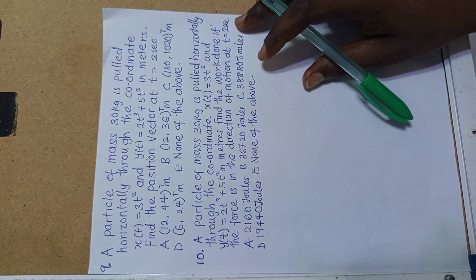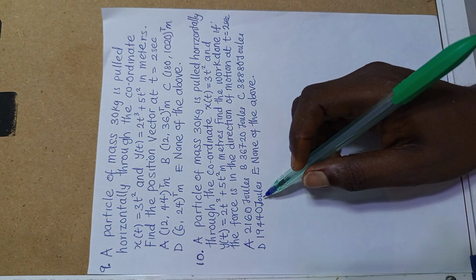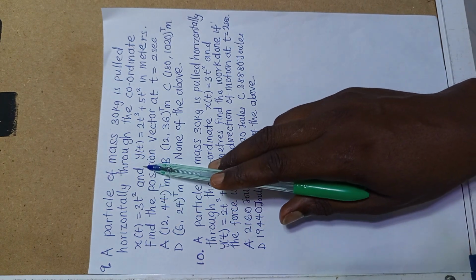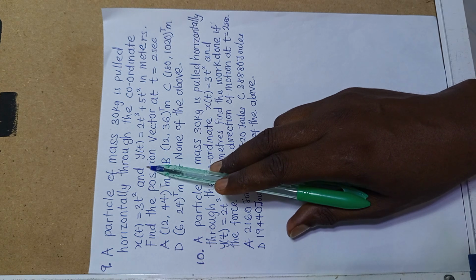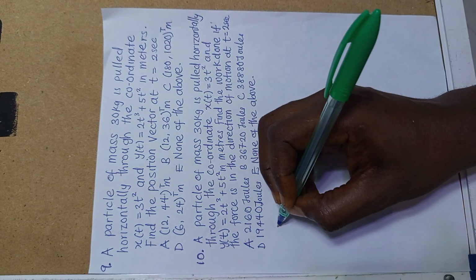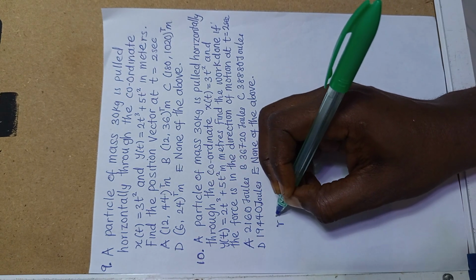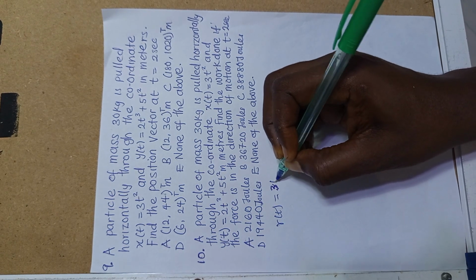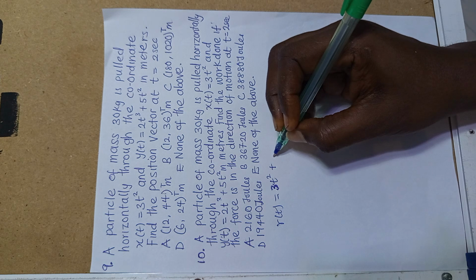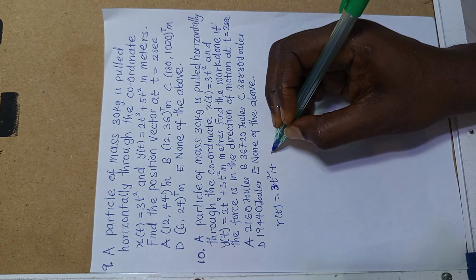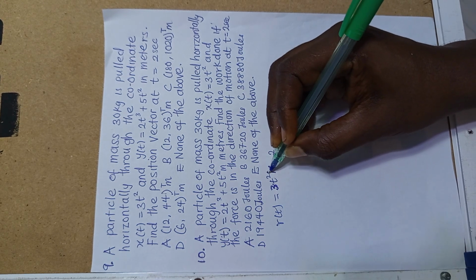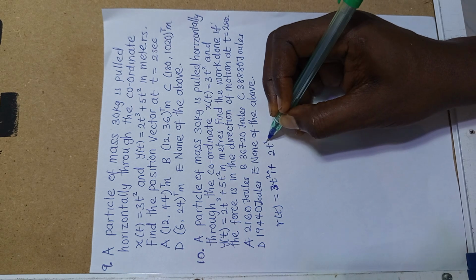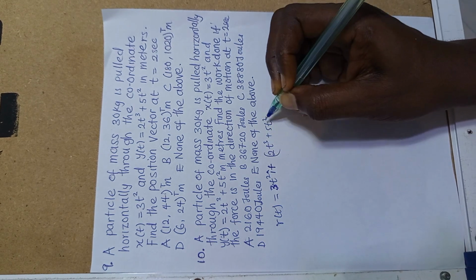Now let's do this one. They said a particle of mass 30 kilogram is pulled horizontally through a coordinate. Almost the same thing as what we just solved. x of t is 3t squared i, and y of t is 2t cubed plus 5t squared j.